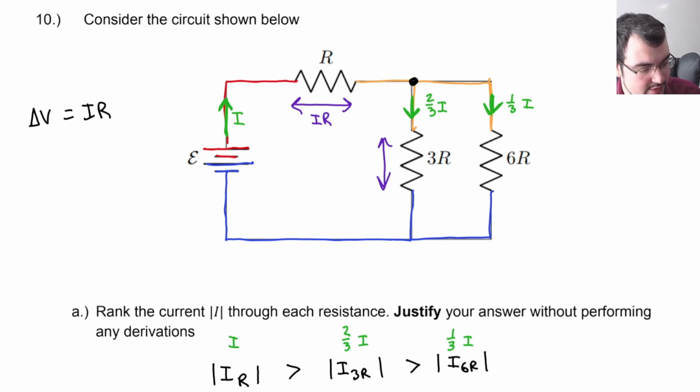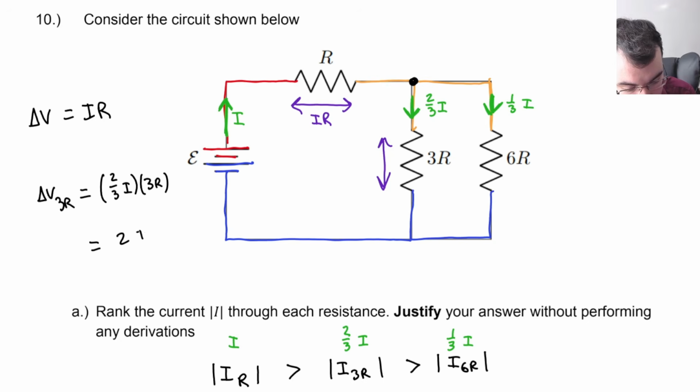And we said that 2/3 of the current goes down the 3R. So delta V across the 3R, I know we're kind of breaking our no-deriving rule, but I think it's worth it here. Delta V across the 3R would be 2/3 of the battery current times the resistance 3R, which is actually equal to 2IR. And now this is super easy to do if you use equivalent resistance, and I think that's a much better solution.